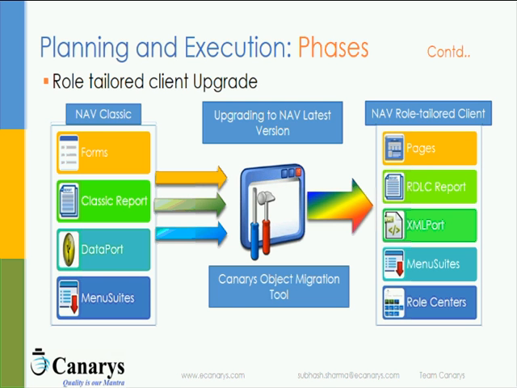So to sum up, using our Canvas object migration tool, we can transform all these unsupported objects from the legacy system to the new role-tailored client. As you can see, I have tried to outline the big picture of how this tool works. We feed in all the parameters as input, and it suggests what the transformed page will be, what the RDLC layout will be, what the corresponding XMLport for the dataport is, and it creates some of the layout for the row-centric page as well.